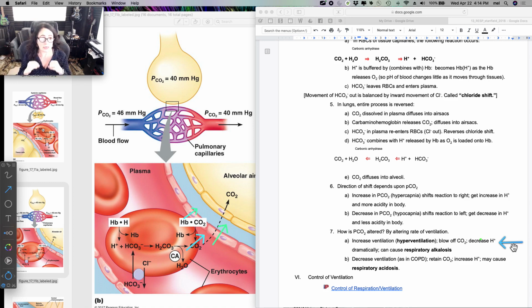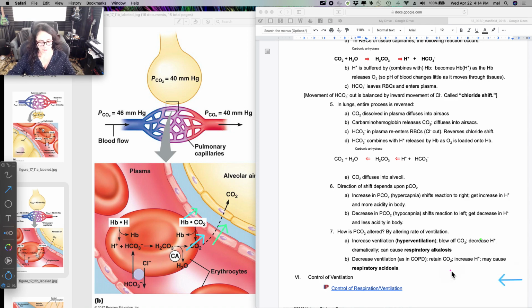But if you decrease ventilation, like with COPD, when you can't breathe well for whatever reason, you'll retain too much carbon dioxide, hypoventilation, right? And you'll increase your H plus. And this can cause respiratory acidosis, okay? So it just depends on how much carbon dioxide you're holding on to versus breathing out. This is why, by the way, your mom told you when you were hyperventilating to breathe into a paper bag, because, of course, when you are breathing off too much carbon dioxide, but then you breathe into a paper bag, you're breathing some of the carbon dioxide back in, right? Which helps to reset your pH.